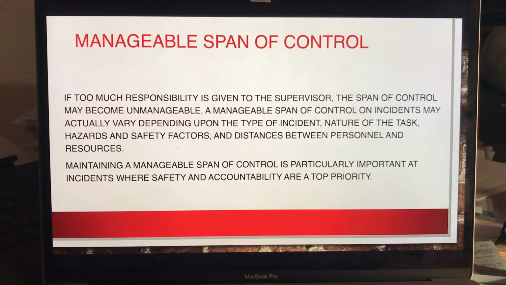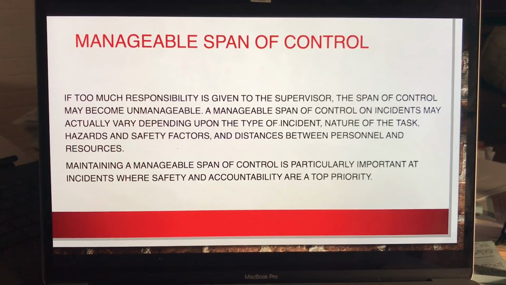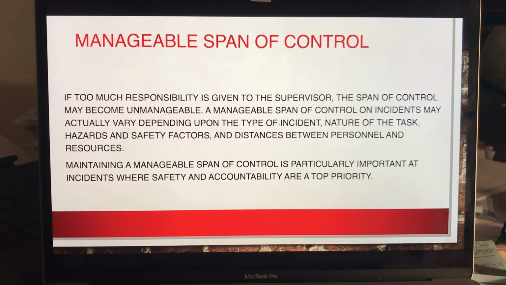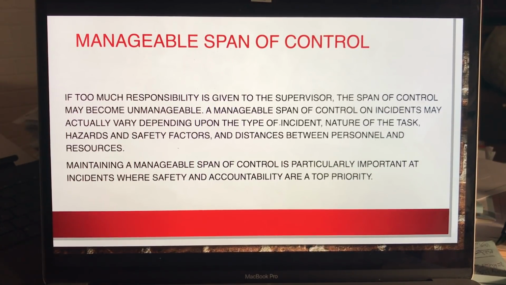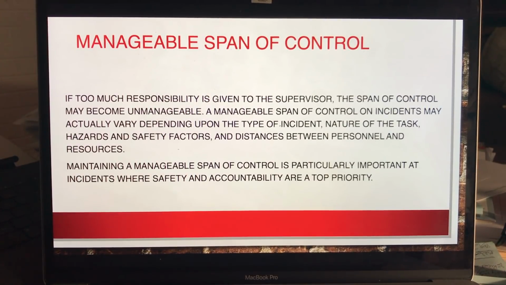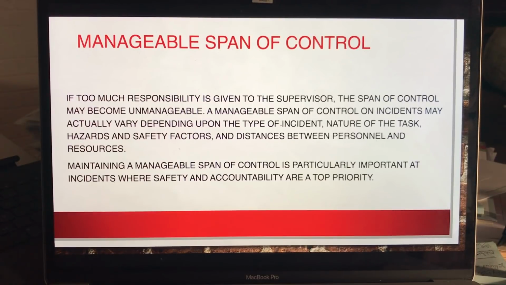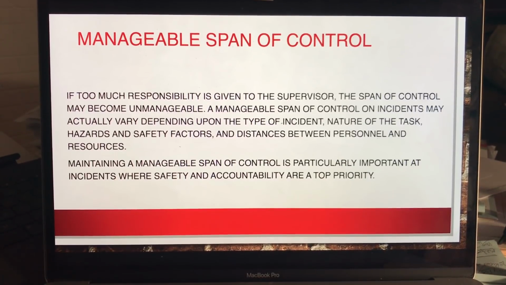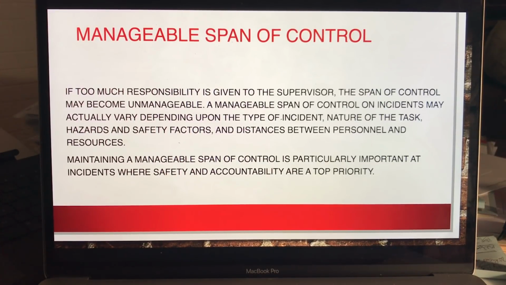Manageable span of control. If too much responsibility is given to the supervisor, the span of control may become unmanageable. A manageable span of control on incidents may actually vary depending upon the type of incident, nature of the task, hazards and safety factors, and distances between personnel and resources. Maintaining a manageable span of control is important at incidents where safety and accountability are a top priority.